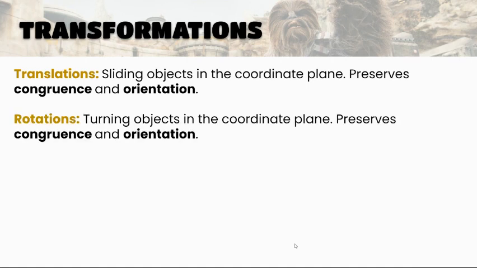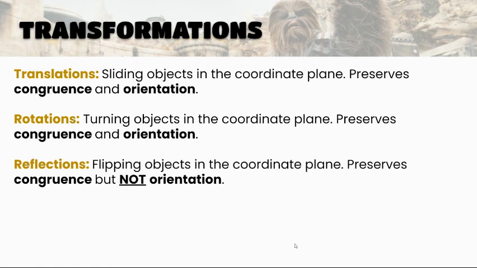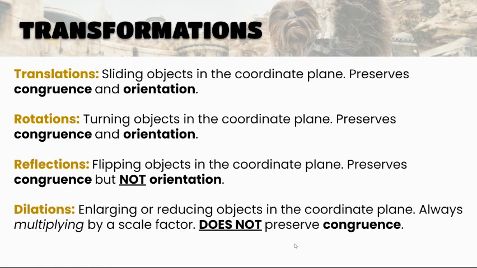Rotations are turning objects in the coordinate plane. It's going to preserve congruence and orientation. Reflections are flipping objects in the coordinate plane. It preserves congruence, meaning they're the same size and same shape, but it does not preserve orientation.